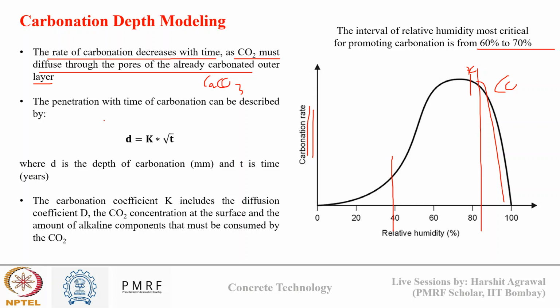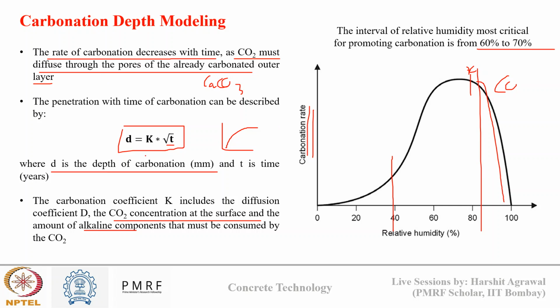Generally, this penetration of CO2 over time is represented by this square root equation. D is the depth of penetration of CO2 and t is the time. So it follows the square root relation, and it will look like this. Over time the rate of penetration of CO2 decreases. K is the coefficient which defines the rate of diffusion, which is dependent upon CO2 concentration and the alkalinity of concrete. So this is how we define the carbonation rate through concrete.